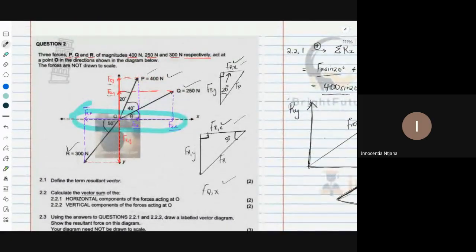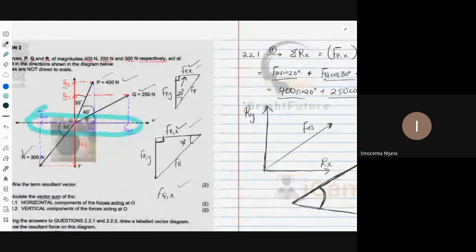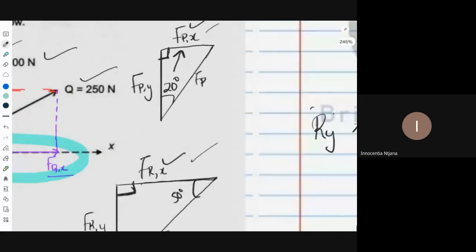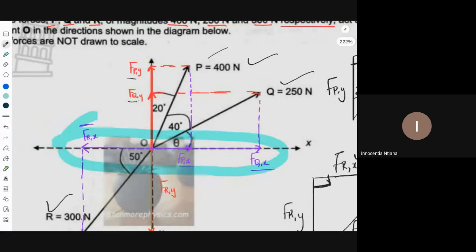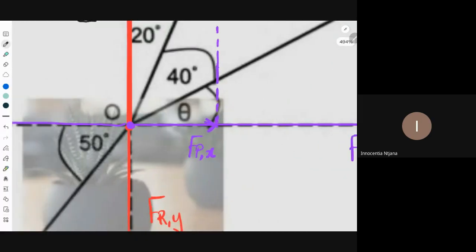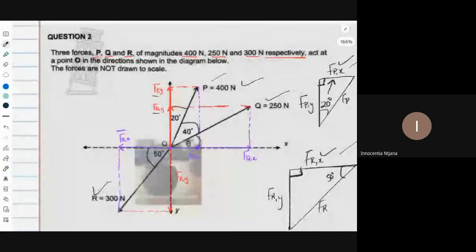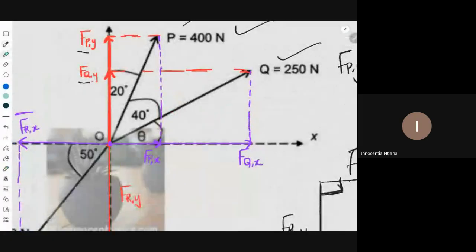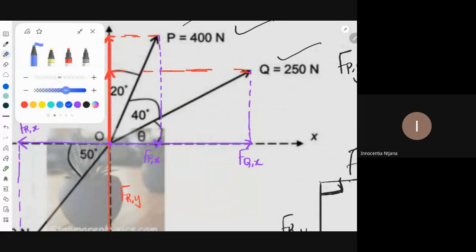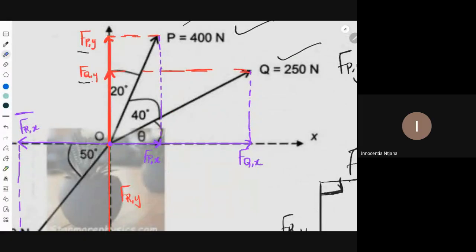For Q, we found theta though. We did what you are saying. We said 90 minus 20 and minus 40. So if you check this, let me use red, blue. Our x and y are perpendicular to each other, so that's why we have a 90 here. So the total angle here is 90, right?